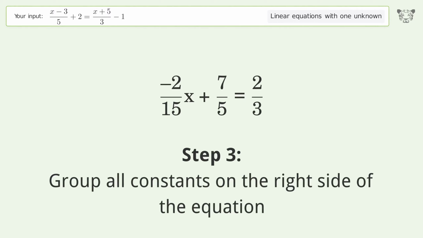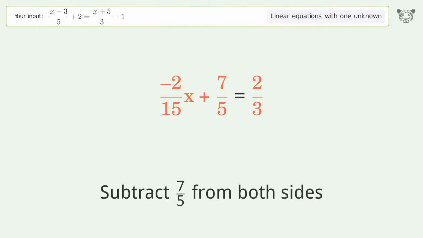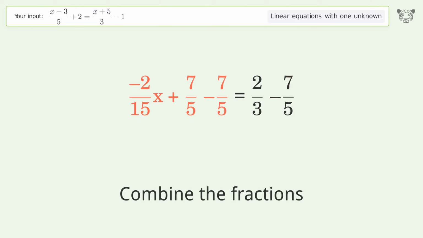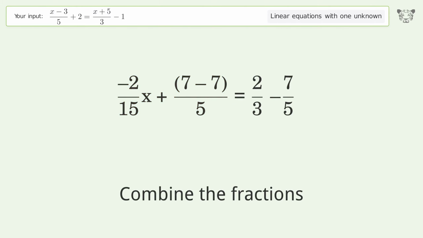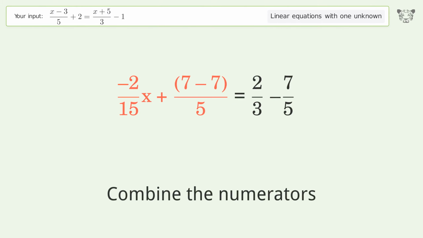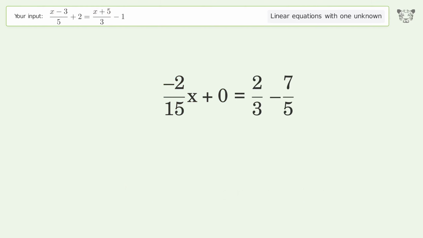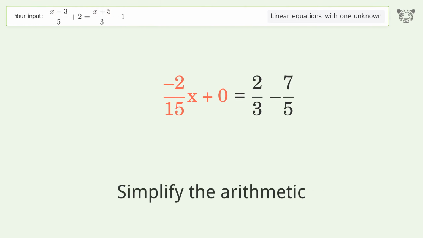Group all constants on the right side of the equation. Subtract 7 over 5 from both sides. Combine the fractions. Combine the numerators. Reduce the zero numerator. Simplify the arithmetic.